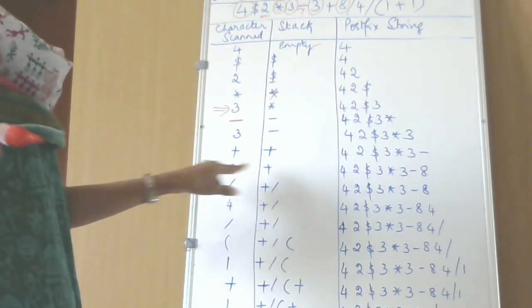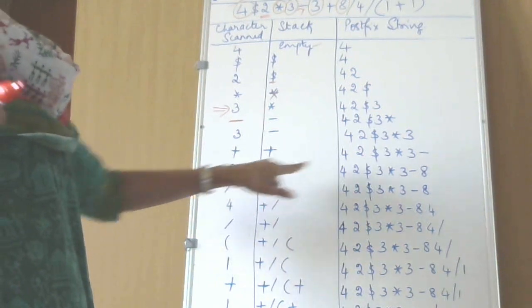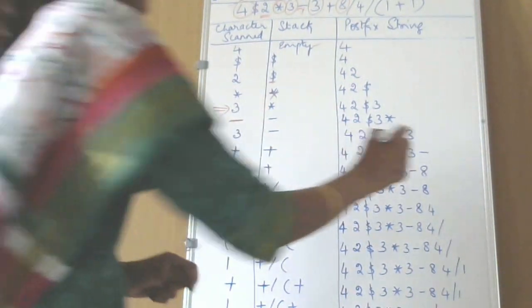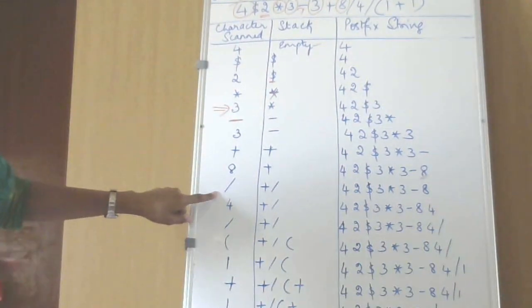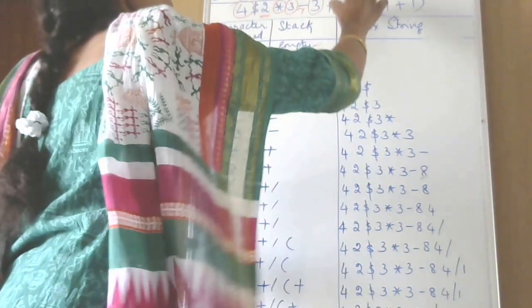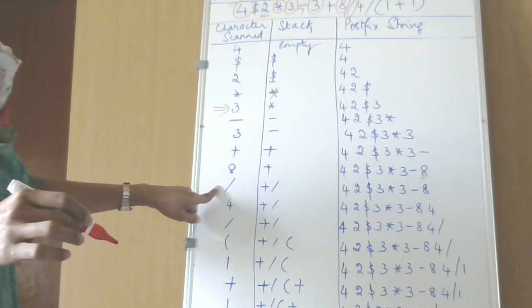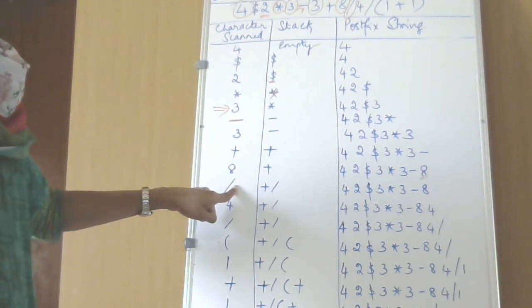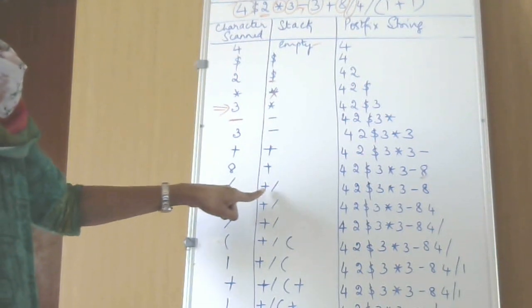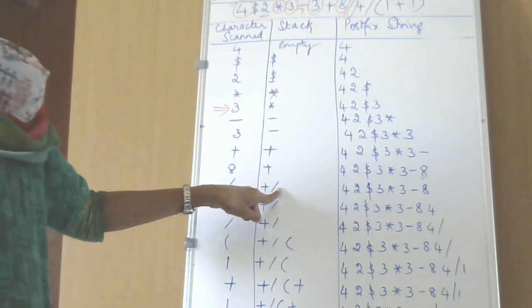We are done with plus and coming to 8. 8 is a digit, no change. The stack will remain with plus, and 8 gets added up here. I hope all of you are following it. Next is slash. Slash has a higher priority compared to plus. If slash is of a higher priority, that means plus is of a lower priority. So I can simply push slash into the stack.